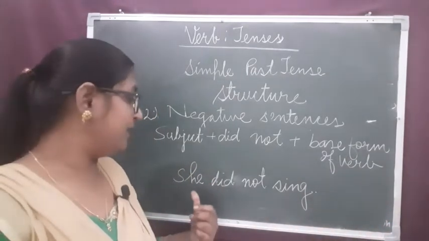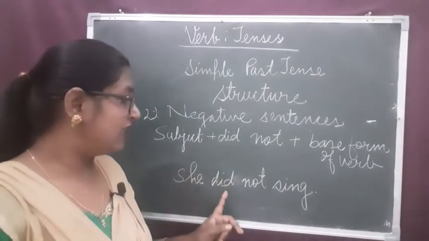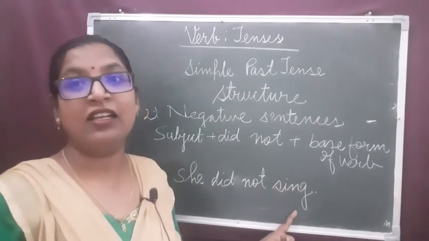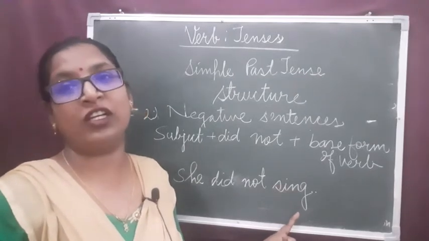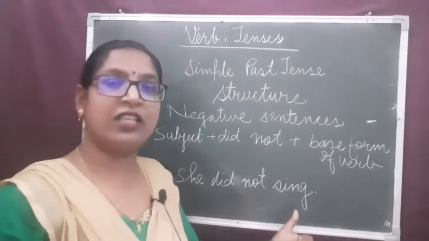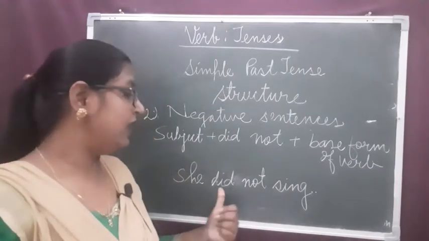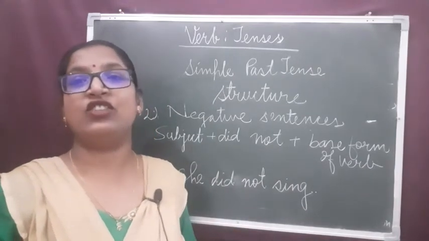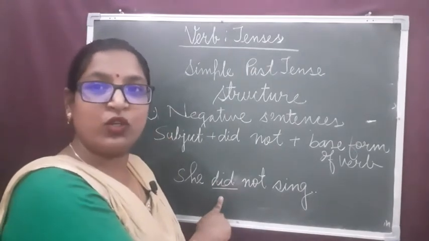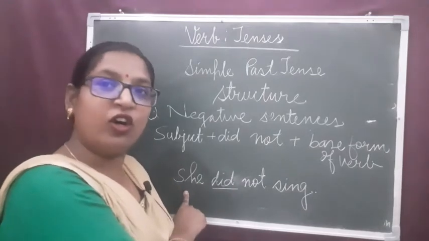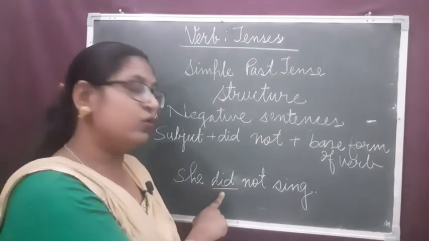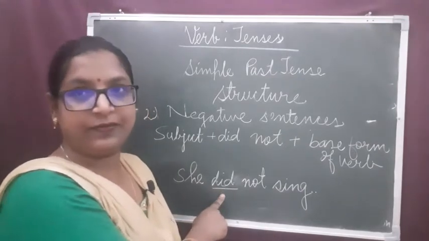Let's see the example. She is the subject. Did not. She did not sing. Sing is the base form of the verb. So the negative sentence we frame is, she did not sing. And my dear children, the auxiliary verb did, in the past tense we use whether the subject is singular or plural. With both the subjects, singular and plural, we use the helping verb did.